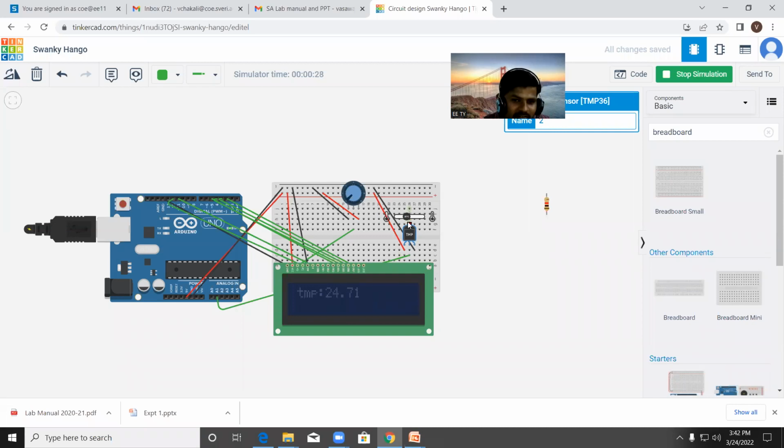24.71. Now I am varying the input temperature, or I am varying the temperature which is sensed by that temperature sensor. इतलं temperature मी काय करतो, vary करतो. Just I am varying this, so that means I am increasing. So output temperature 48.14. That means it will also increase.